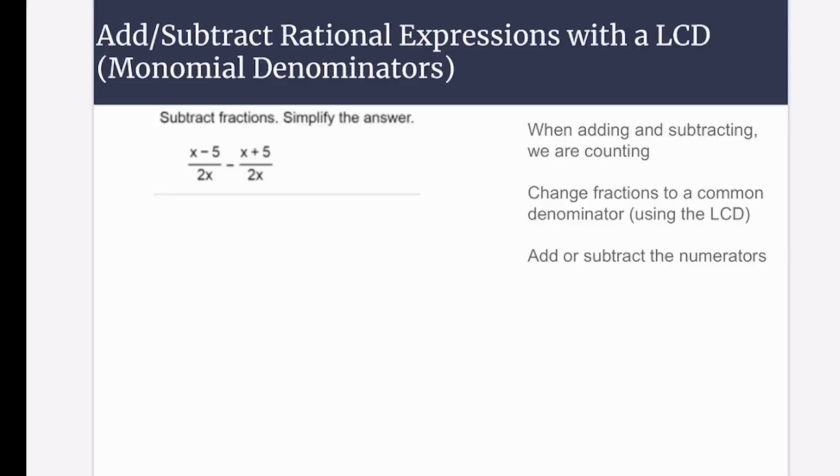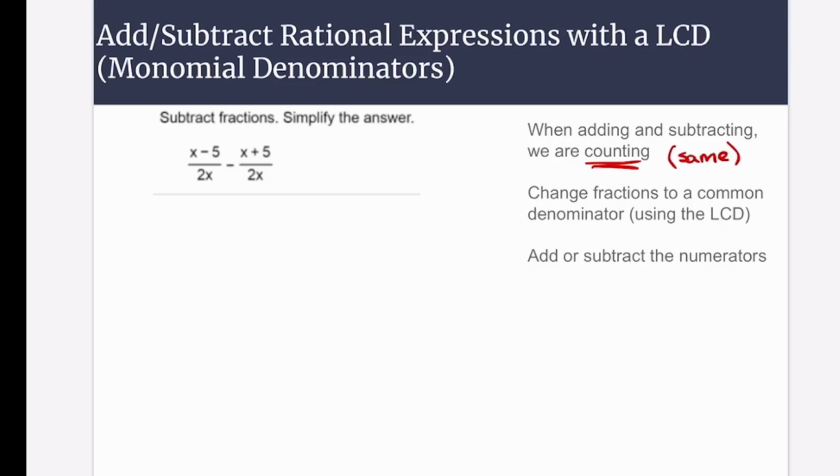Okay, we're going to add and subtract rational expressions that have a common denominator. So we're going to look at monomial denominators first. When you subtract fractions or when you add and subtract anything, you are counting, which means you need things to be the same, what we call like terms. So for fractions, we need a common denominator.